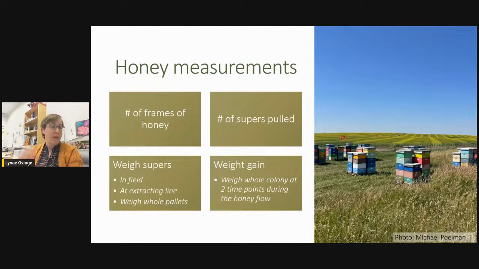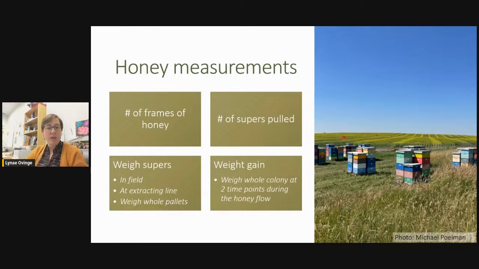You also have the option to weigh supers, getting a little bit more complicated again. I've seen that done in fields. You just put the scale on the truck. I've also seen it where you label them and then you could do that at the extracting line. That's a little bit of a less hectic situation. In my experience, the guys putting the boxes on the extracting line generally have a little bit of extra time. So that's one way to do it. You can also, if we're doing some of these larger designs, just weigh whole pallets using your barrel scale. Seems to be a good way to do that.